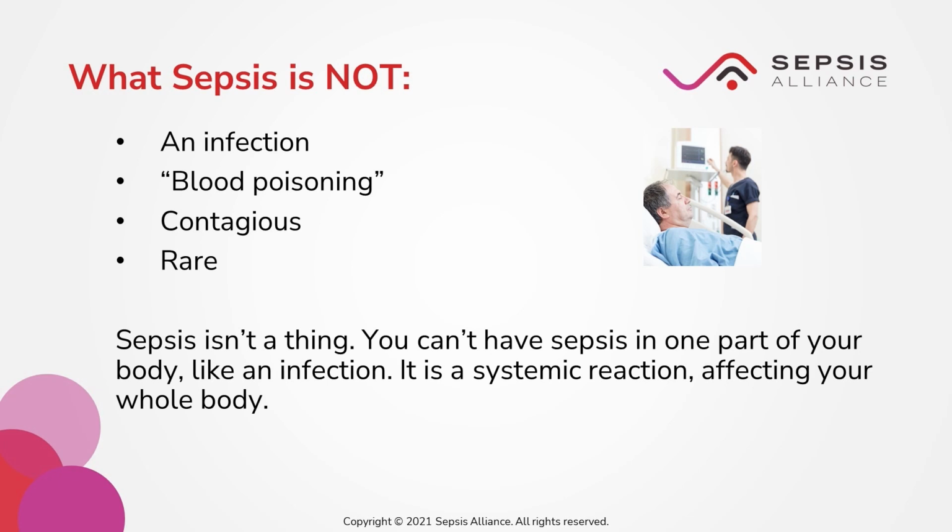Sepsis is not an infection. It's very common for people to say it's a blood infection or that they have sepsis in a certain spot. Like if they had, let's say, an infection in their elbow, they might say they had sepsis in their elbow. It's not something you can have in a specific spot because, as I said, it's your body's total systemic reaction to an infection.